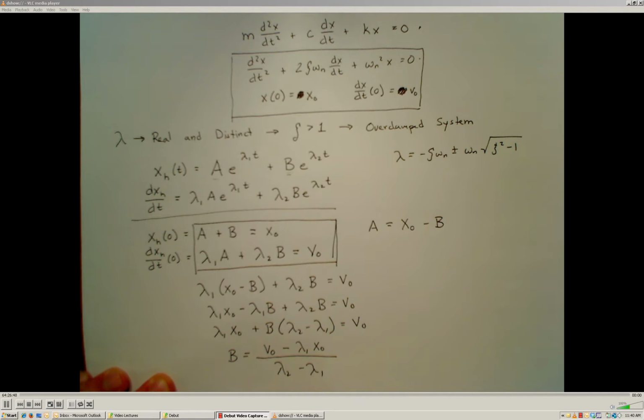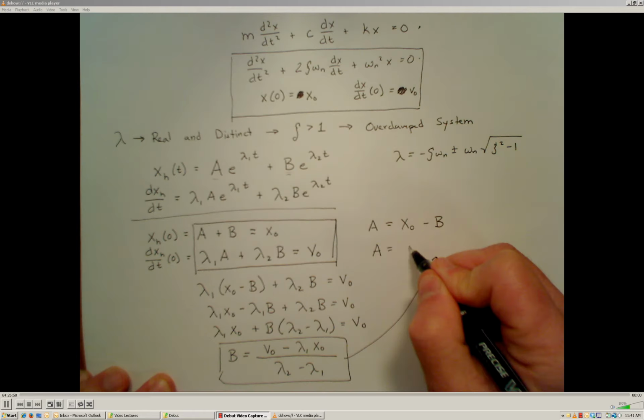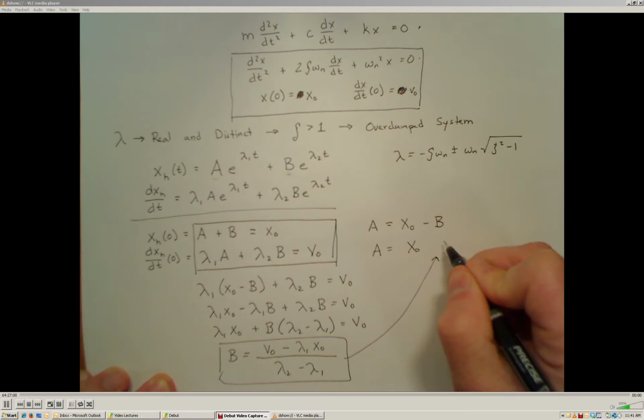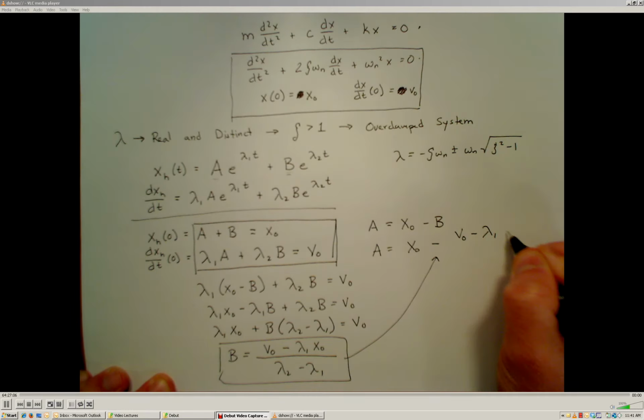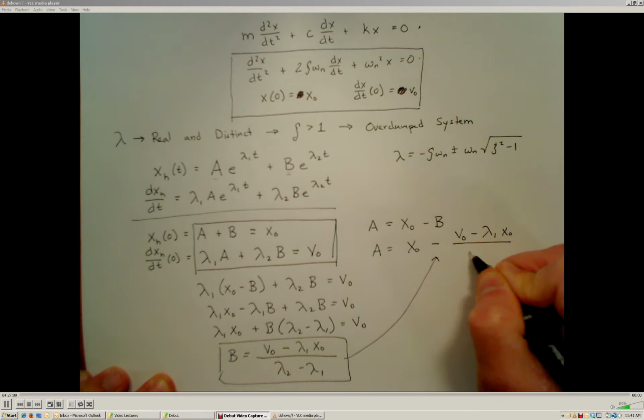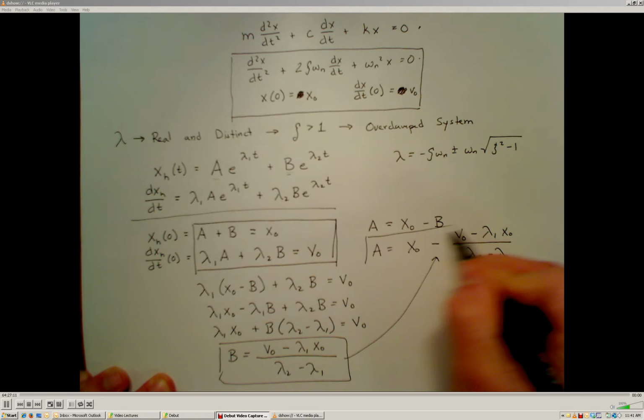Now I can substitute that back into the equation up here to find that A is equal to x naught minus the fraction of v naught minus lambda 1 x naught divided by lambda 2 minus lambda 1. So that gives me my value of A.